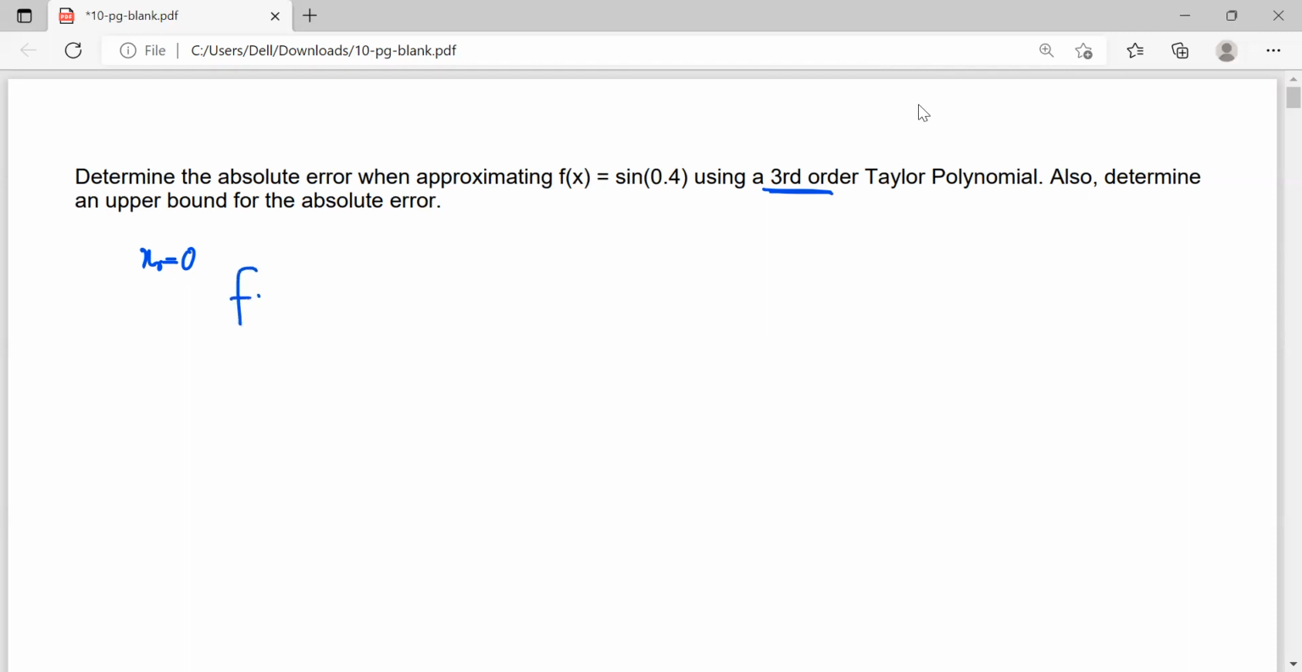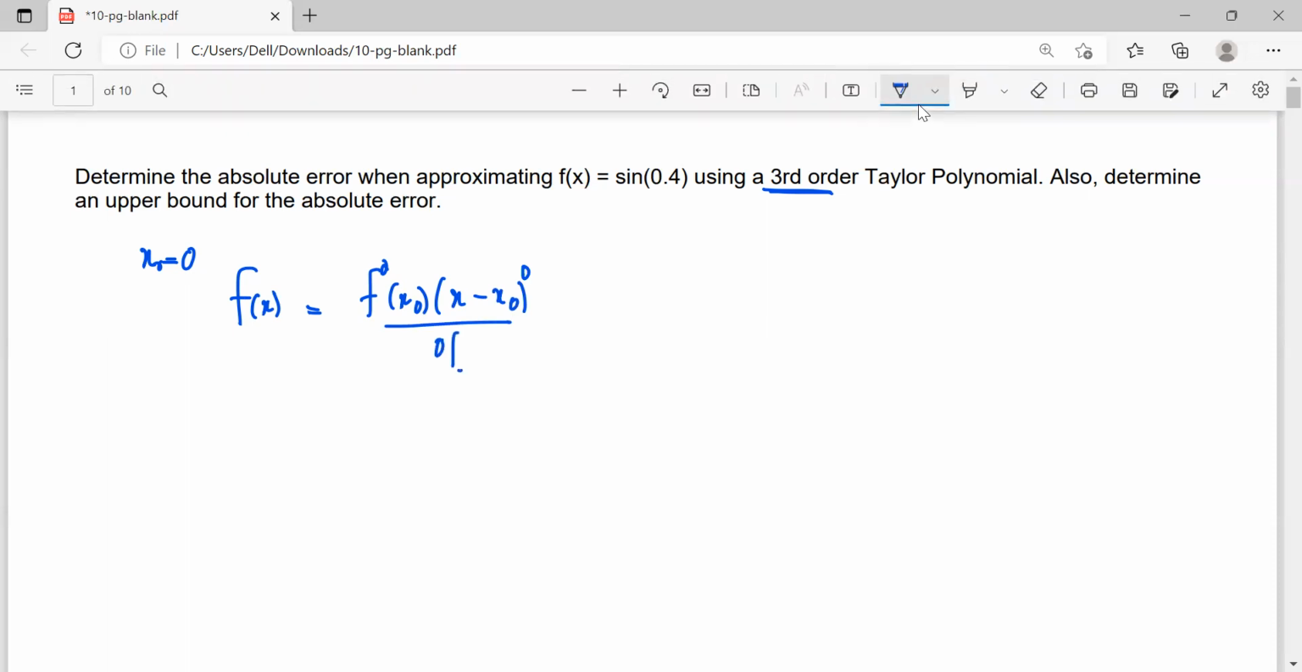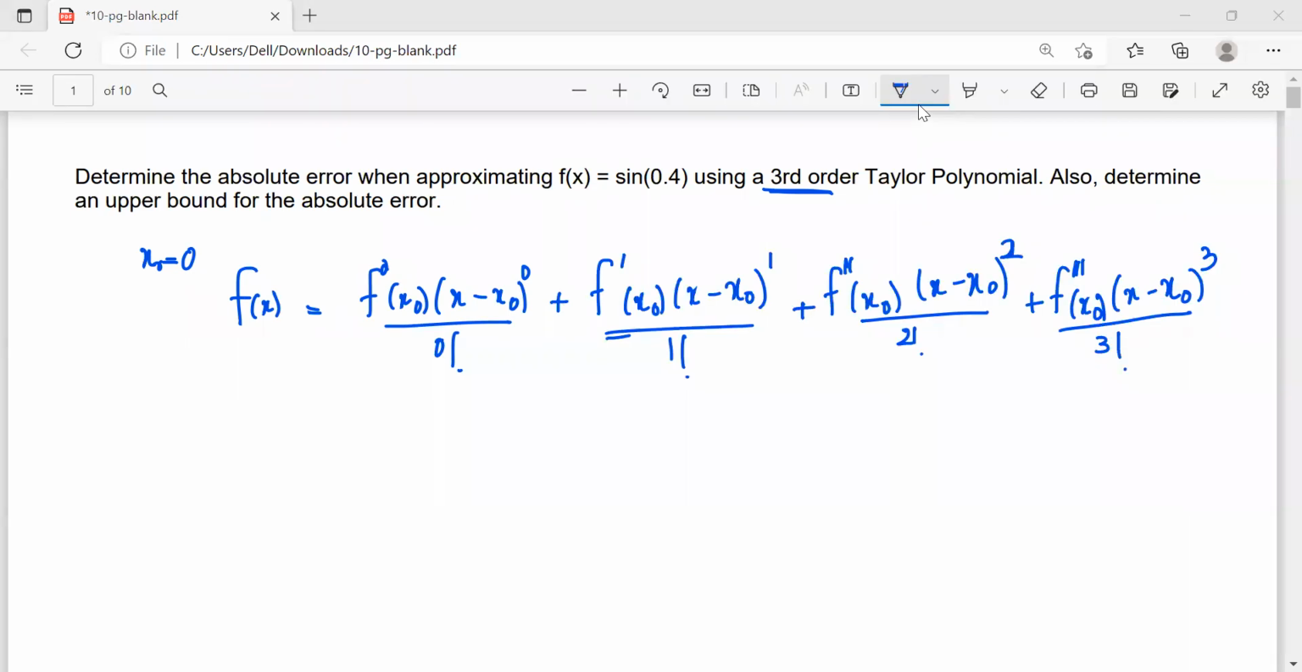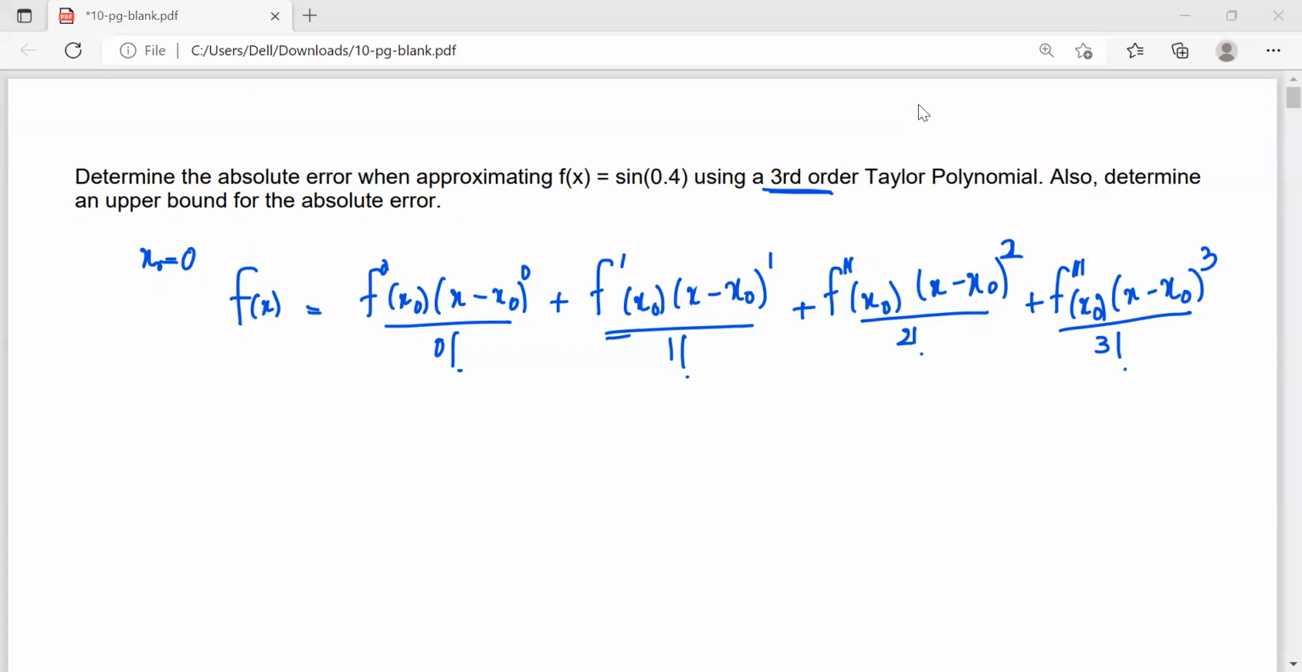If I write the Taylor polynomial here, function of x is going to be equal to f of x naught plus f dash x naught times x minus x naught over 1 factorial, and this is going to be over 0 factorial. Likewise, you can write up to third order because they have asked for third order. Now we have already written the third order Taylor polynomial.